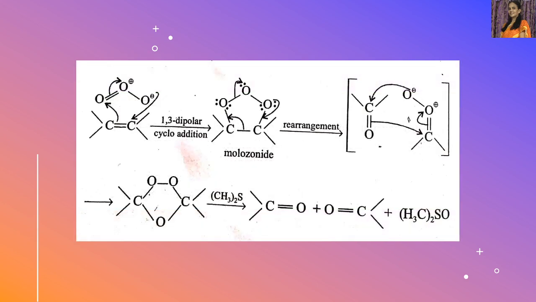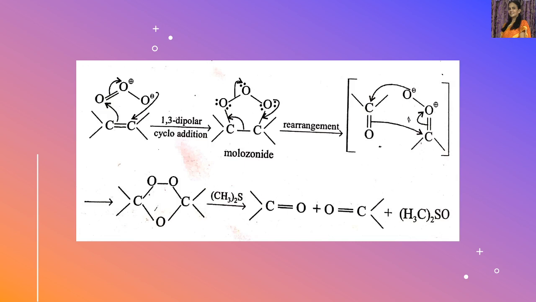Now let me show the reaction here. So here let us consider an alkene. Now the ozone molecule is getting added. With the help of this pi bond, it forms a bond with one of the oxygens of ozone, and with the help of this negative charge, this oxygen forms a bond with this carbon. Now let us see the malozonide produced here. Malozonide. So this carbon has an O linkage and a cyclic compound is produced.